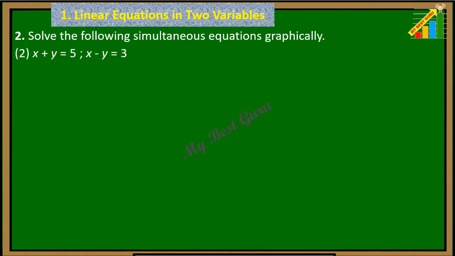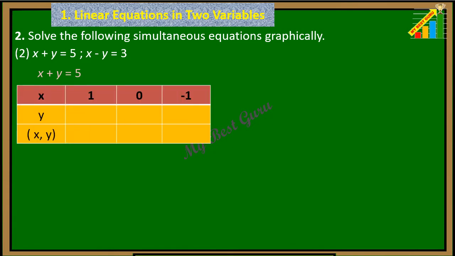Question number two: x plus y is equal to 5 and x minus y is equal to 3. So we will go for the solution for equation number 1. x plus y is equal to 5. So the table is, put the values of x as 1, 0 and -1. To make the calculation easy, we rearrange the equation: y is equal to 5 minus x. Just put the value of x as 1. So y is equal to 5 minus 1. 5 minus 1 is 4. So the coordinates are 1, 4.